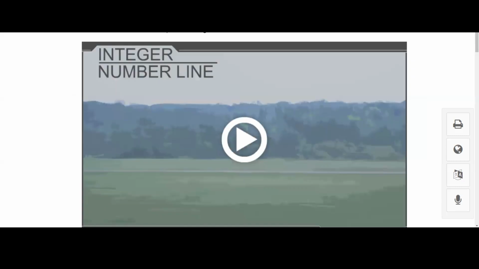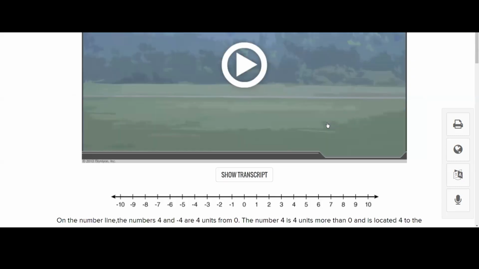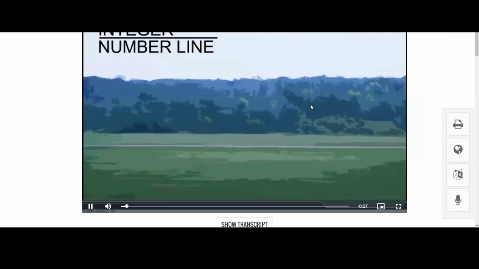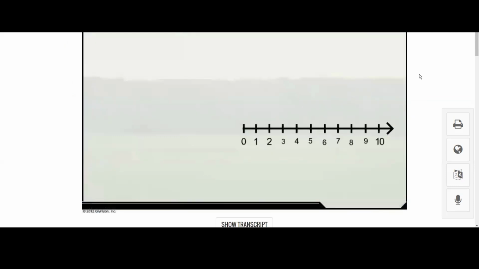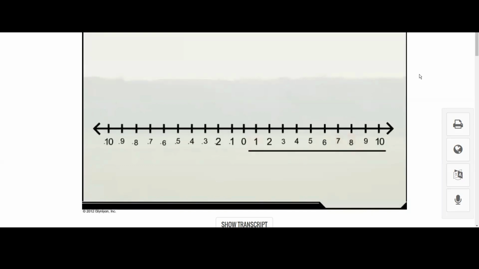Let us listen to this. Please listen carefully. Here is a typical number line that you are used to seeing. To make it an integer number line, the opposite of each positive number is added. Positive numbers are to the right of 0, and negative numbers are to the left of 0.